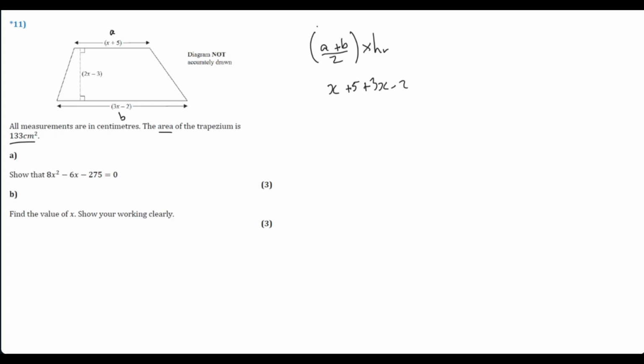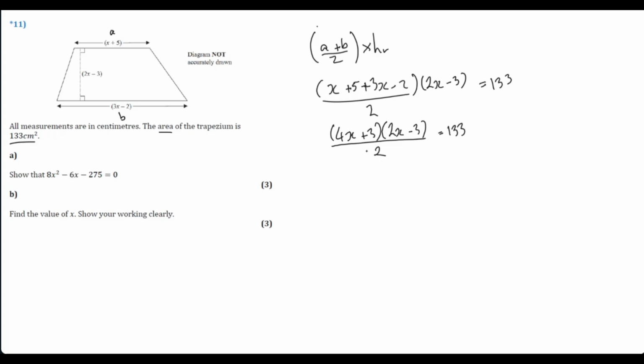You might not be able to see this very well, but those are the two expressions. And then we're going to divide this by 2, and then we're going to times this by the vertical height, which is 2x minus 3. So dealing with the numerator first, this is 4x plus 3 in brackets times by 2x minus 3. I could now divide this by 2, and this is equal to 133, which I also should have put up here.